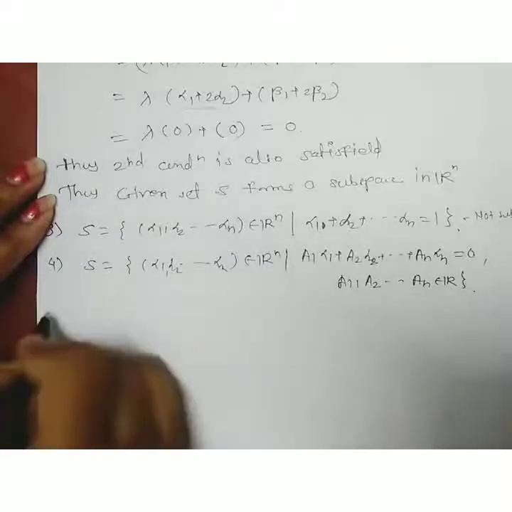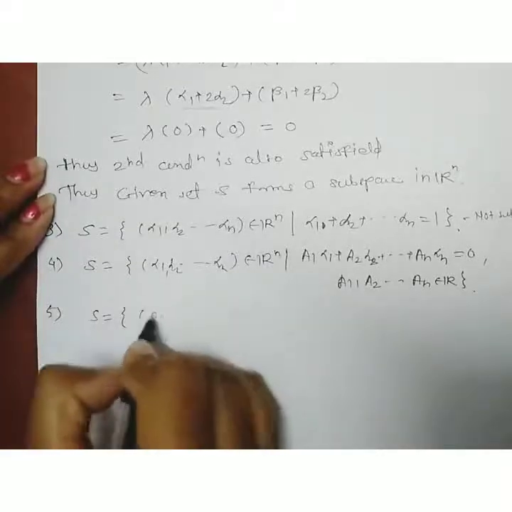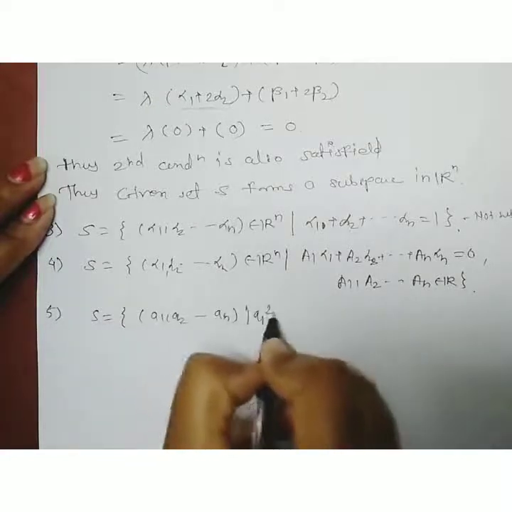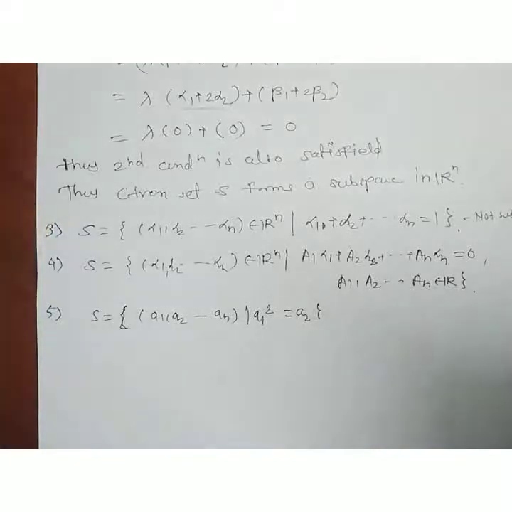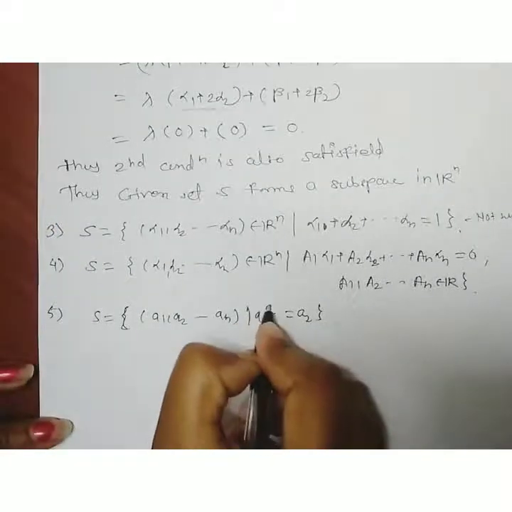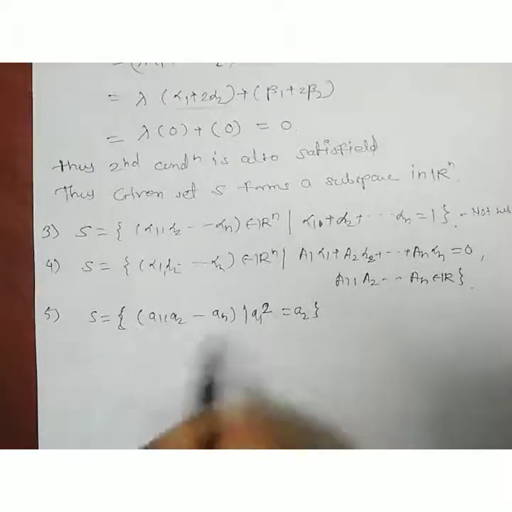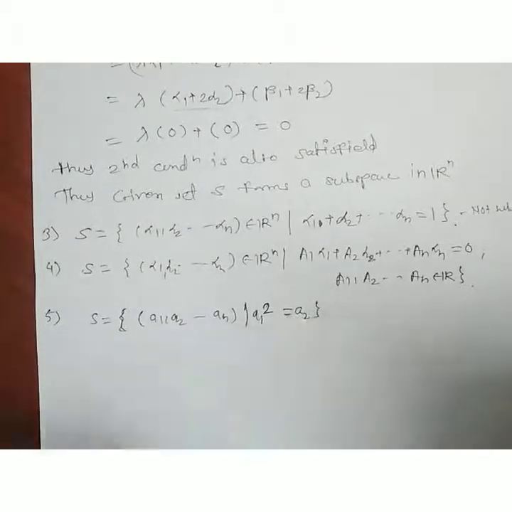And the fifth example is the set consisting of ordered pairs a1, a2 up to some an such that a1 square is equal to a2. So you have to look at this example also. Ordered pair a1 and a2 such that a1 square is equal to a2.